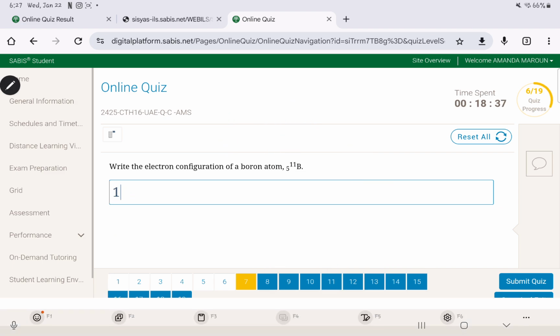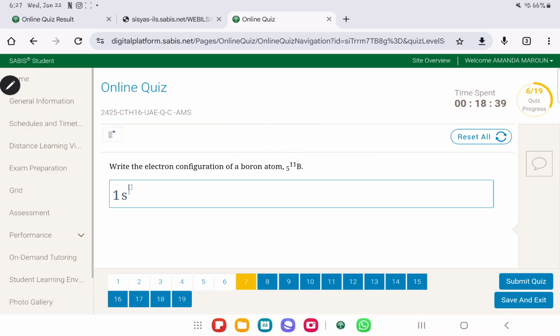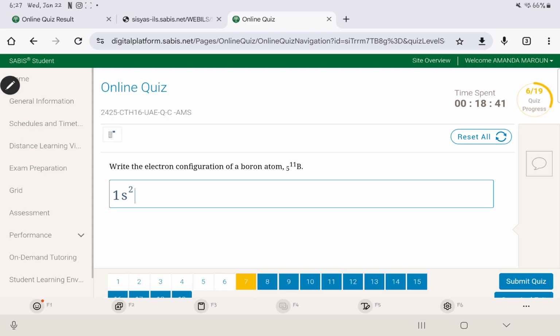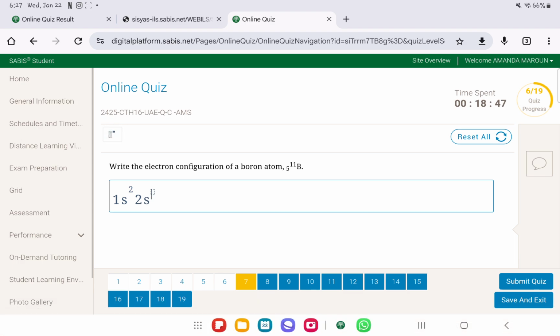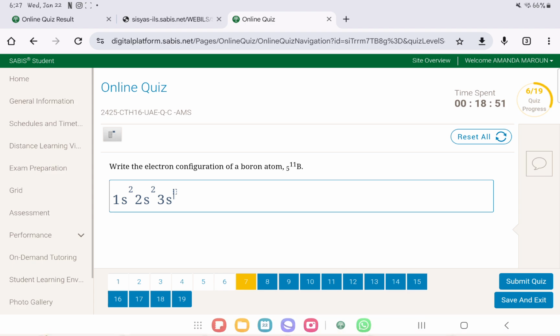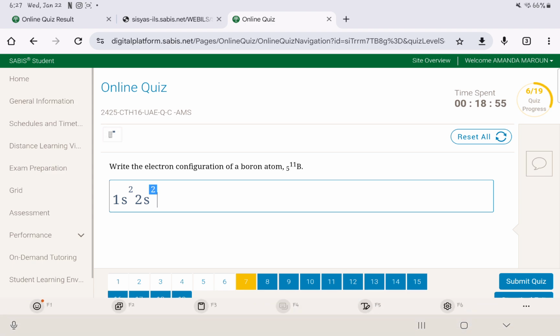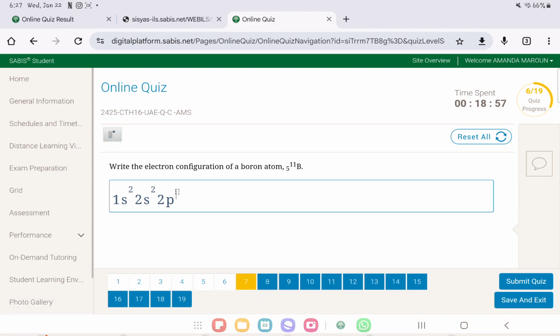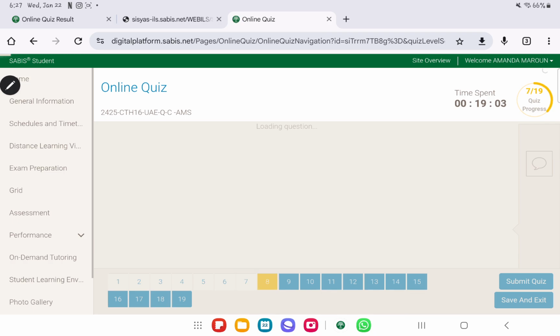So remember, 1s, and then you put it to the power of 2, because s is always to the power of 2. That means 2 electrons are gone. Then you move on, 2s to the power of 2. 2 electrons are gone. Then 3s to the power of, not 3s, my apologies, 2p to the power of 1. And like that, you would have finished the electron configuration of the boron atom.